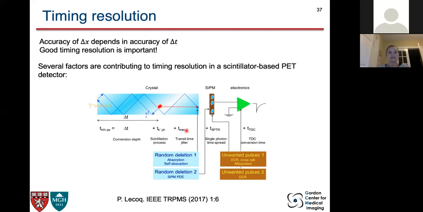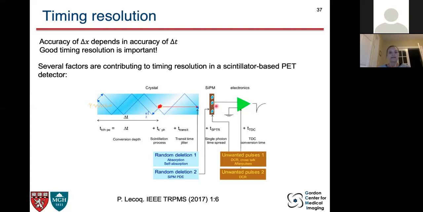We also have jitter in the transit time, meaning that different optical photons will have different travel lengths before they reach the photodetector. So for example, we see here one photon goes straight here, very short time. Another can be reflected multiple times within the detector before reaching the photodetector. So this would be a much longer travel time. And there can also be variations in the response time of the photodetector.